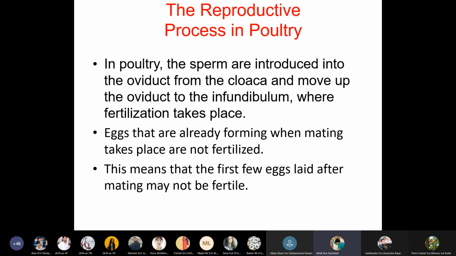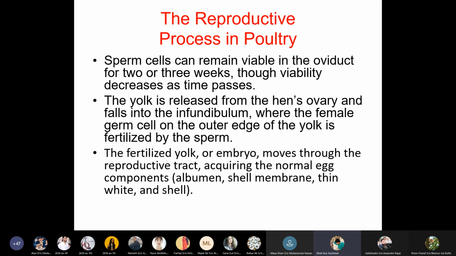In poultry, the sperm are introduced into the oviduct from the cloaca and move up the oviduct to the infundibulum, where fertilization takes place. Eggs that are already forming when mating takes place are not fertilized. This means that the first few eggs laid after a mating may not be fertile. Sperm cells can remain viable in the oviduct for 2 or 3 weeks, though viability decreases as time passes.